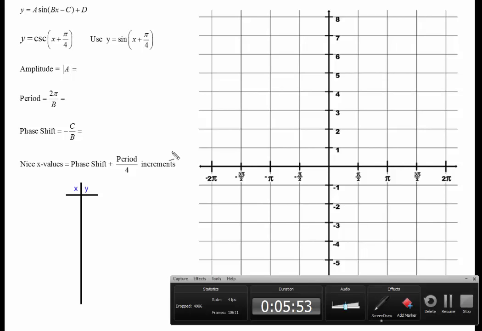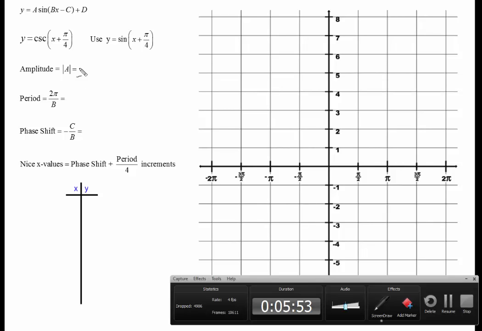All right, so let's go ahead and graph a few of these creatures here now. We're going to start with y equals the cosecant of x plus pi over 4. Now we're going to use the graph of y equals the sine of x plus pi over 4, its reciprocal, to do this, so let's just act like we're graphing sine from the last video.